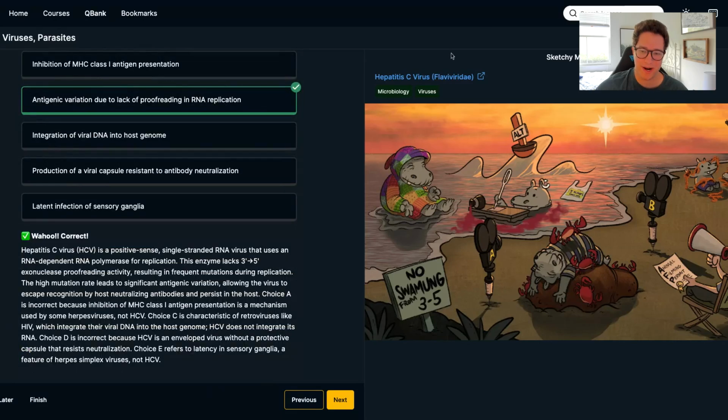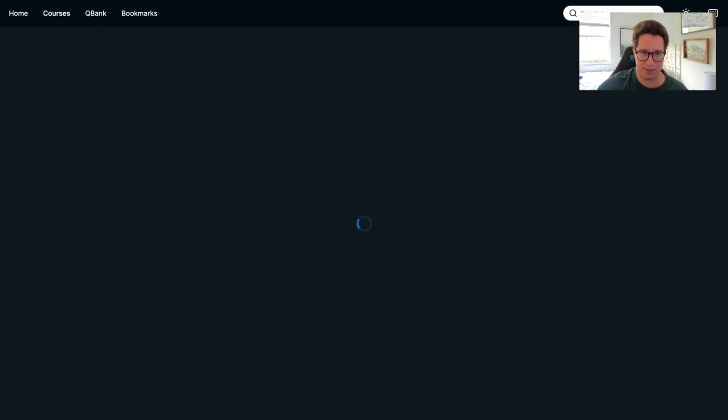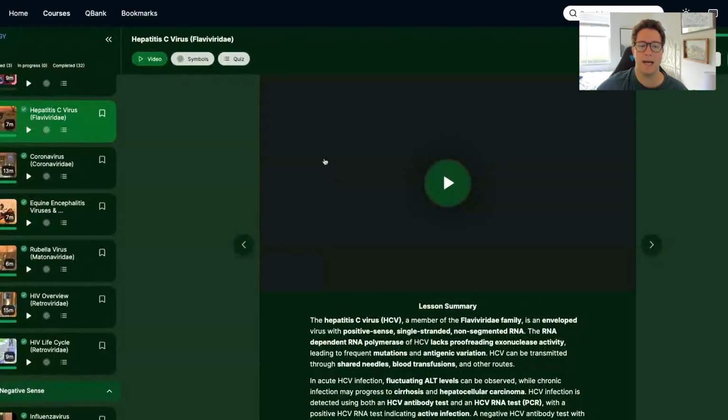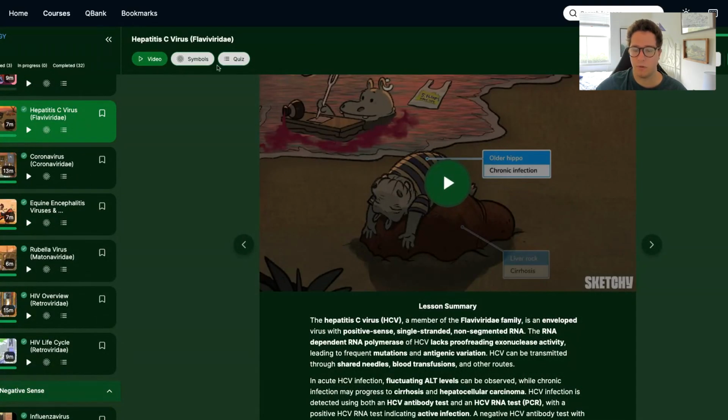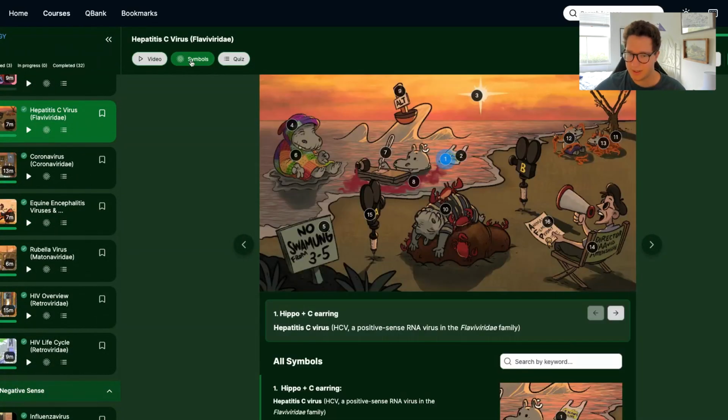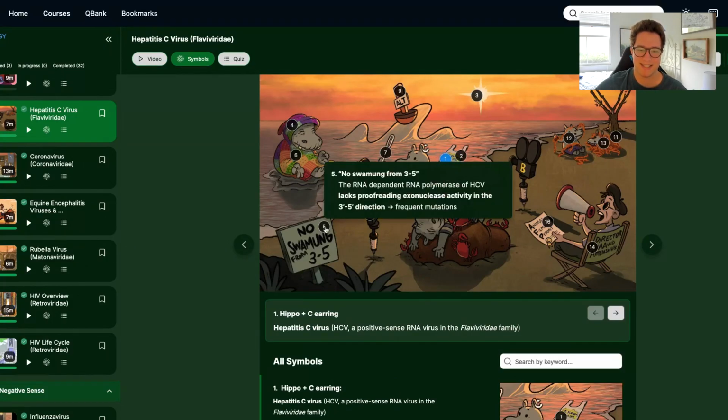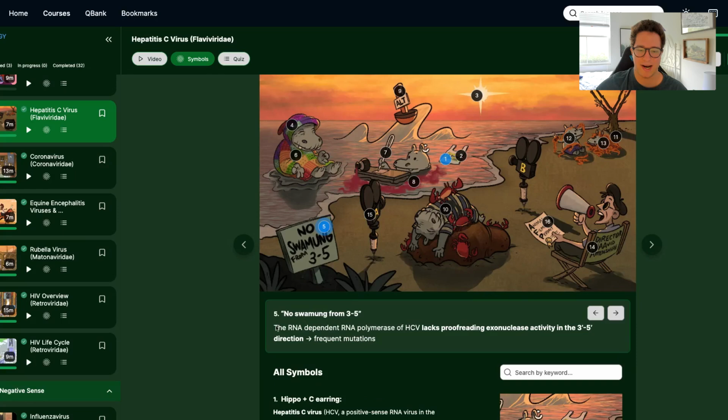I do want to point out something here in the Sketchy question bank. For a question like this where I didn't know and it was a little bit of a guess, this is a perfect time to open the sketch and go through it. Once I've watched the video once, I like to go straight to the symbol viewer. This is what I was talking about right here. This nice little sign. So click the symbol and then I can read the high yield portion that they're going to talk out loud to me in the video, but I can read it here too, a little bit faster.